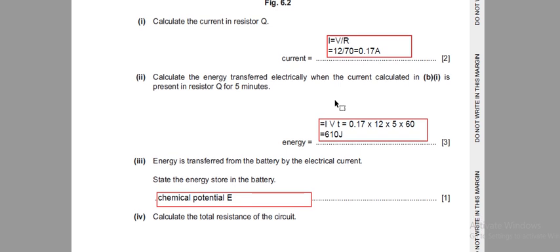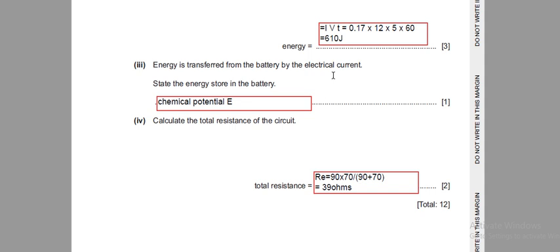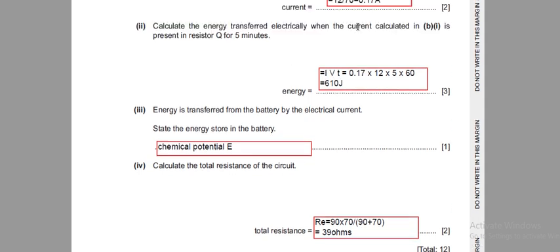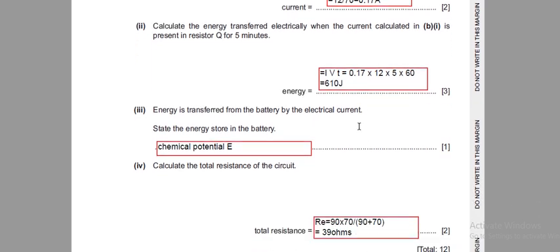Energy transferred when the current calculated is present in Q for 5 minutes. We know that energy is power times time, and power is I times V, so I times V times T gives us the energy. I calculated I here, and 12 is the voltage across Q, and 5 minutes should be converted to seconds. We have the answer in joules.